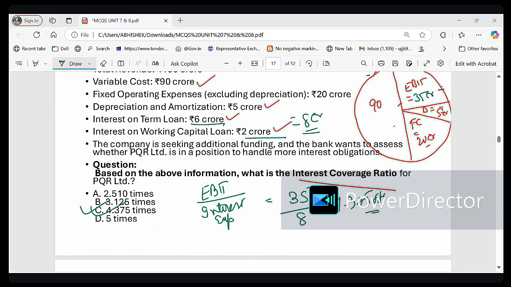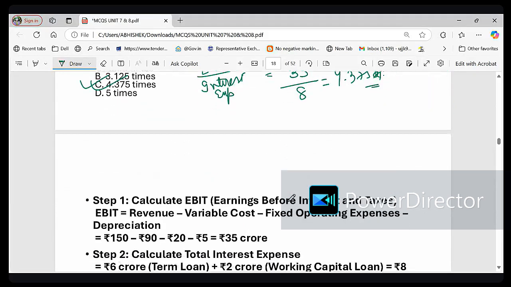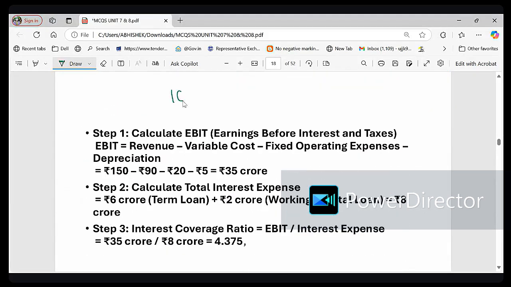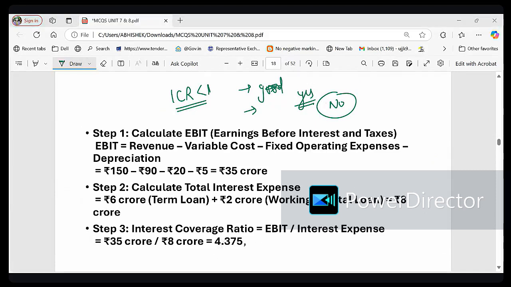Now, suppose ICR is less than 1, right? What would that mean? Is it a good thing or a bad thing? Will the bank give the loan or not? Type yes if the bank will give the loan, type no if the bank will not extend a further loan. Suppose ICR, interest coverage ratio, is less than 1. Just waiting for your response.